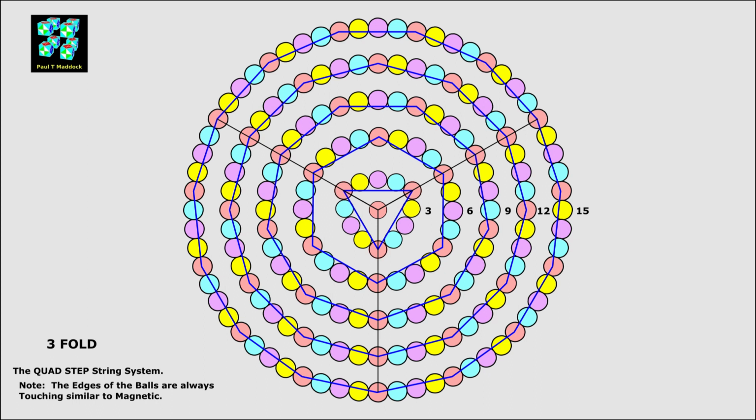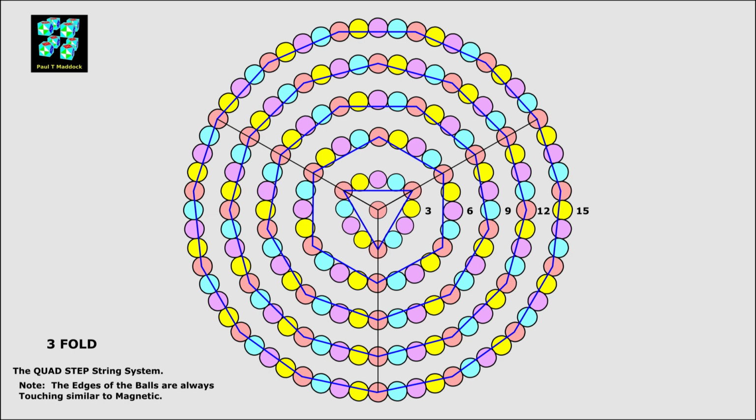Now if you look in front, I'm showing you quad-step balls going around a 3-sided polygon and a 6, 9, 12 and 15-sided polygon. Now look at the 6-sided, the hexagon polygon. Now this shows a perfect 24 4-ball array. But now I want you to take a look at the 3-sided polygon.